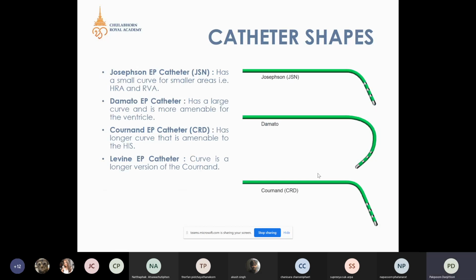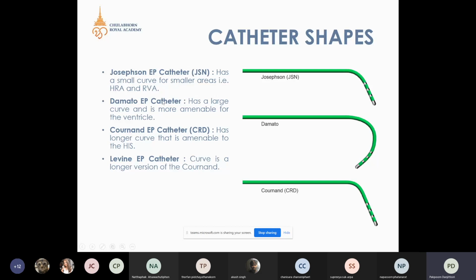When it comes to catheter shapes, there are a lot of catheter shapes. Let's get to know each one. Okay, the Josephson EP catheter or JSN. The Josephson EP catheter has a small curve for smaller areas that is useful in the area of the high right atrium or placed in the right ventricular apex.